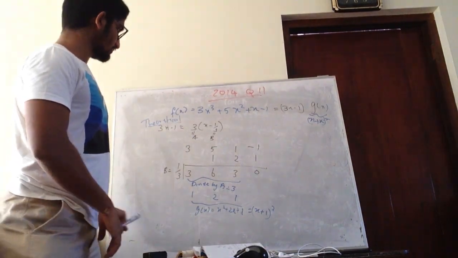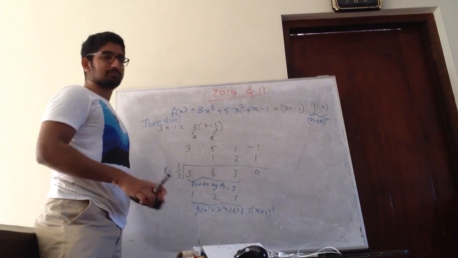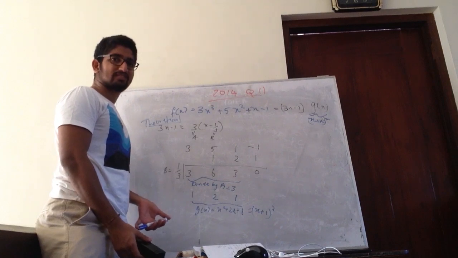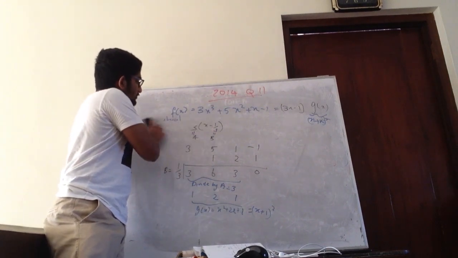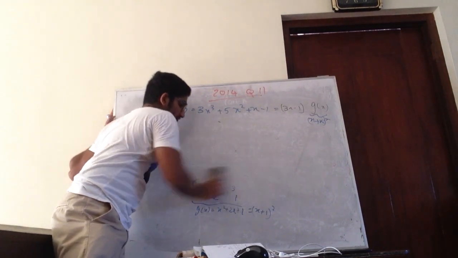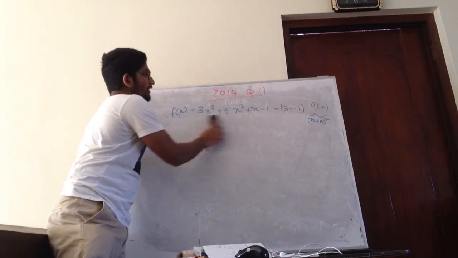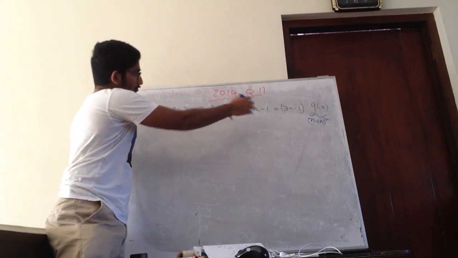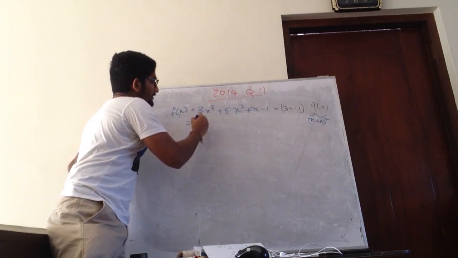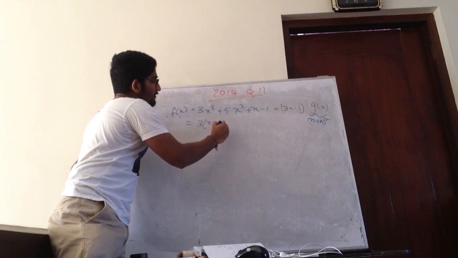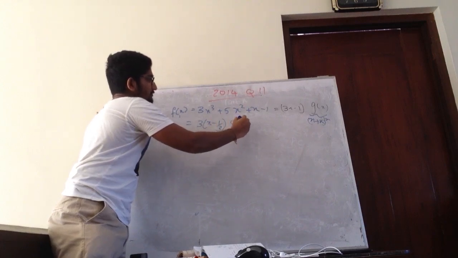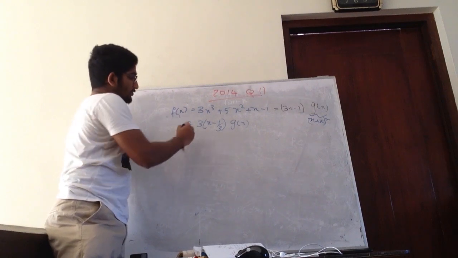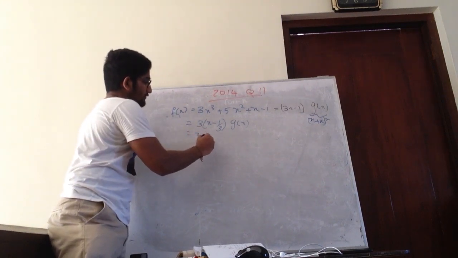Right, so we got this now. This is a very technical way. So now let's see how this actually comes. I'm going to write this as 3 times (x minus 1 over 3) times g(x). Right, so now I can write this as like this too.